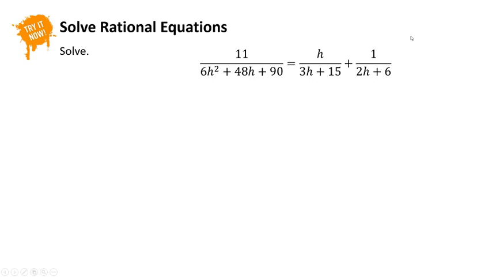Okay, try this one here. It's very, very much like it. The big thing will be factoring things out and creating your least common multiple. Take some time for that.